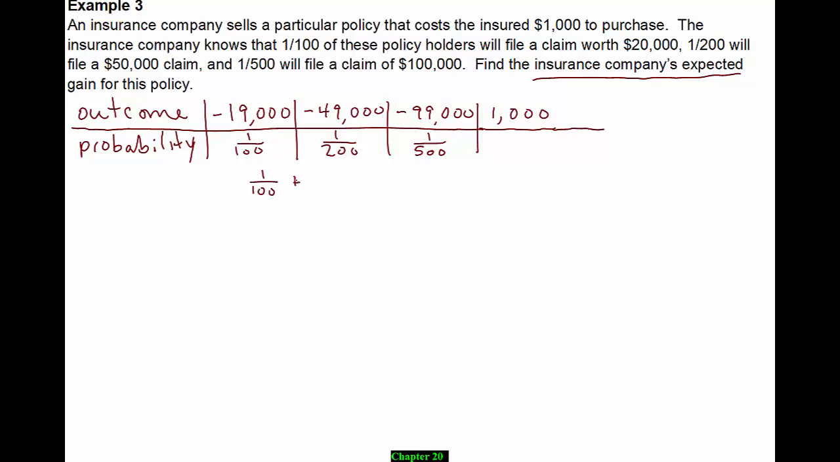So 1 over 100 plus 1 over 200 plus 1 over 500 is 0.017. And so what does this amount have to be? It has to be the number that makes all 4 of these categories add to 1. If the other 3 categories add to 0.017, I can just take 1 minus 0.017 to get that probability. So 1 minus 0.017 is 0.983.